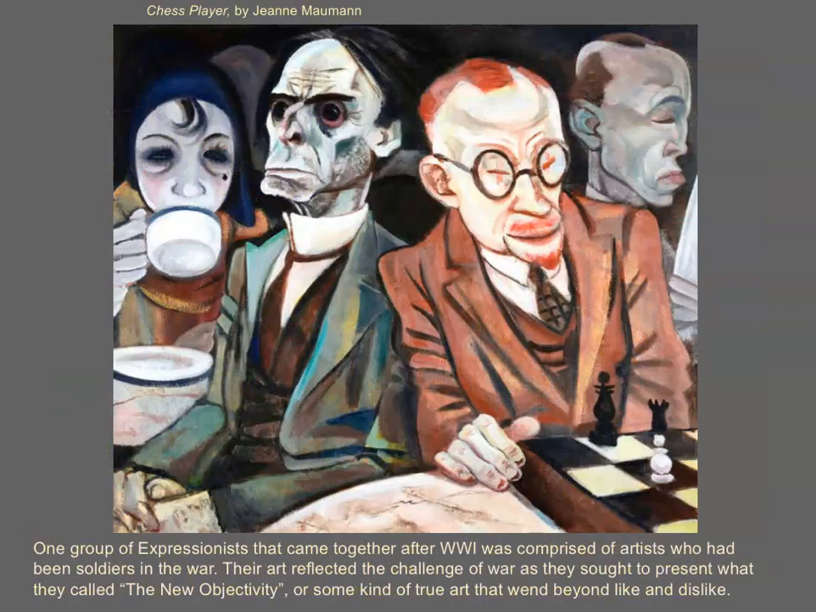One group of expressionists came together after World War I, comprised of artists who had been soldiers in the war. Their art reflected the challenge of war, and they sought to present what they called the new objectivity, or some kind of true art that went beyond like and dislike.